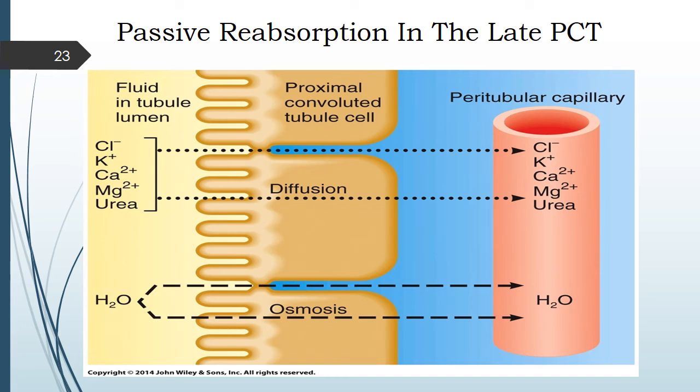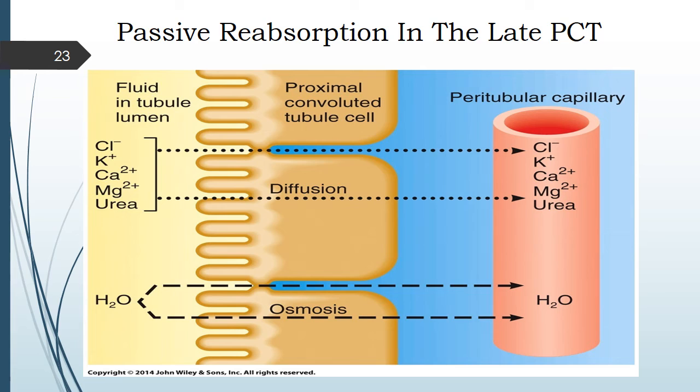In the previous slides we discussed the reabsorption of solute in the proximal convoluted tubules, and here we are going to discuss the passive reabsorption in the late proximal convoluted tubules. The reabsorption of solute creates an osmotic gradient that promotes the reabsorption of water via osmosis, which causes the reabsorption of water into the peritubular capillaries.